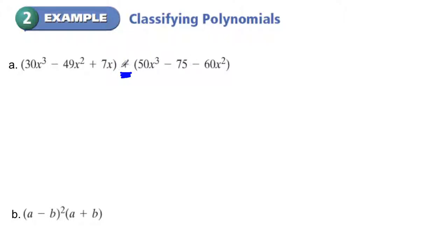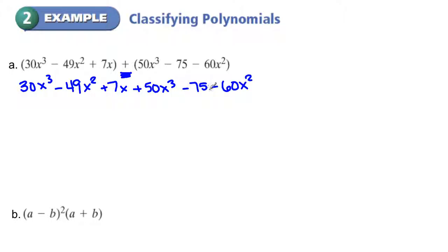If this had been negative, we would have to distribute that negative across and change the signs of everything. But since this is positive, we don't. So I'm going to go ahead and just remove the parentheses since it doesn't pertain to this particular problem, and rewrite that. So 30x cubed minus 49x squared plus 7x plus 50x cubed plus a negative 75 plus a negative 60x squared. And again, putting that plus in front of those doesn't change the sign, so we're just going to leave it alone.